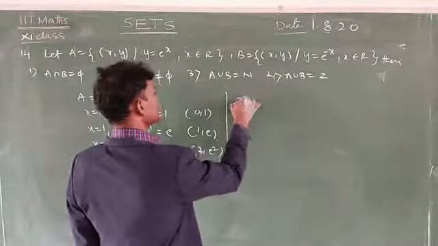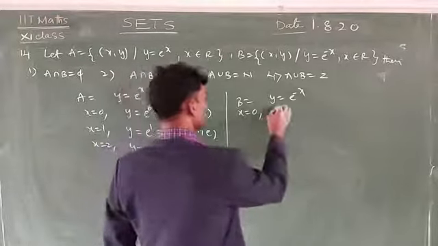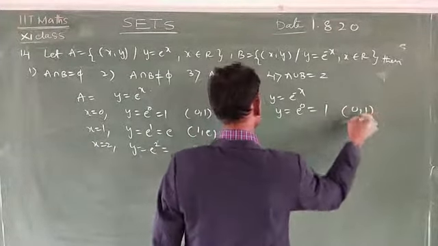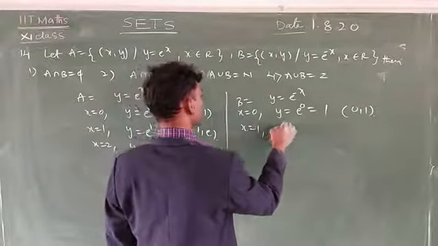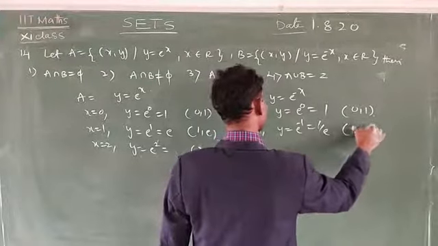Next is B, where y = e to the power minus x. Here also take x = 0, then y = e^0 = 1, so (0, 1). Next take x = 1: y = e^(-1) = 1/e, so (1, 1/e).